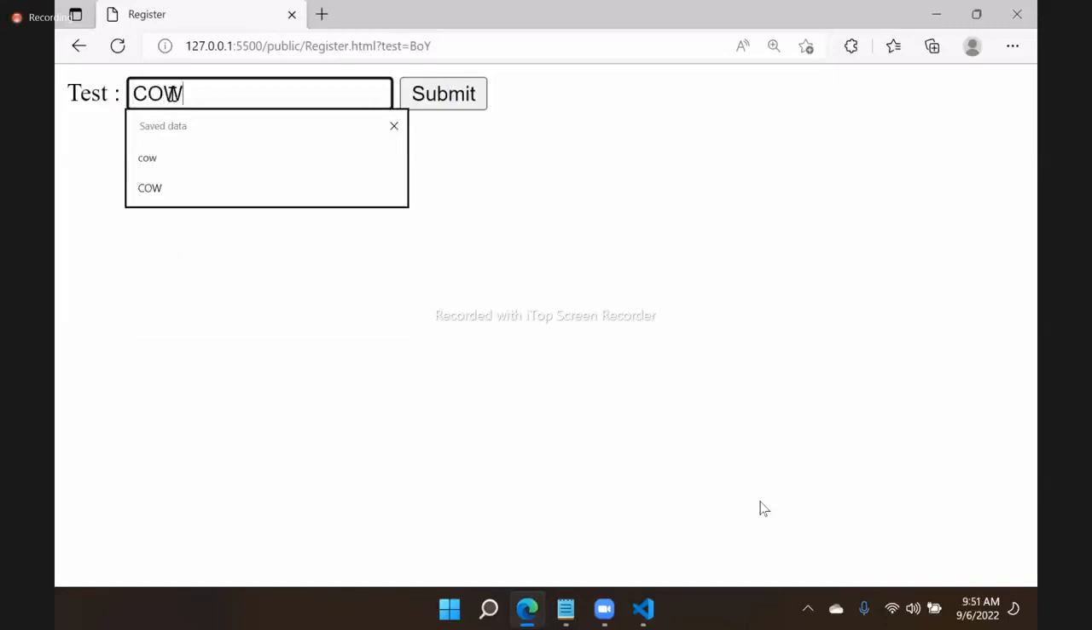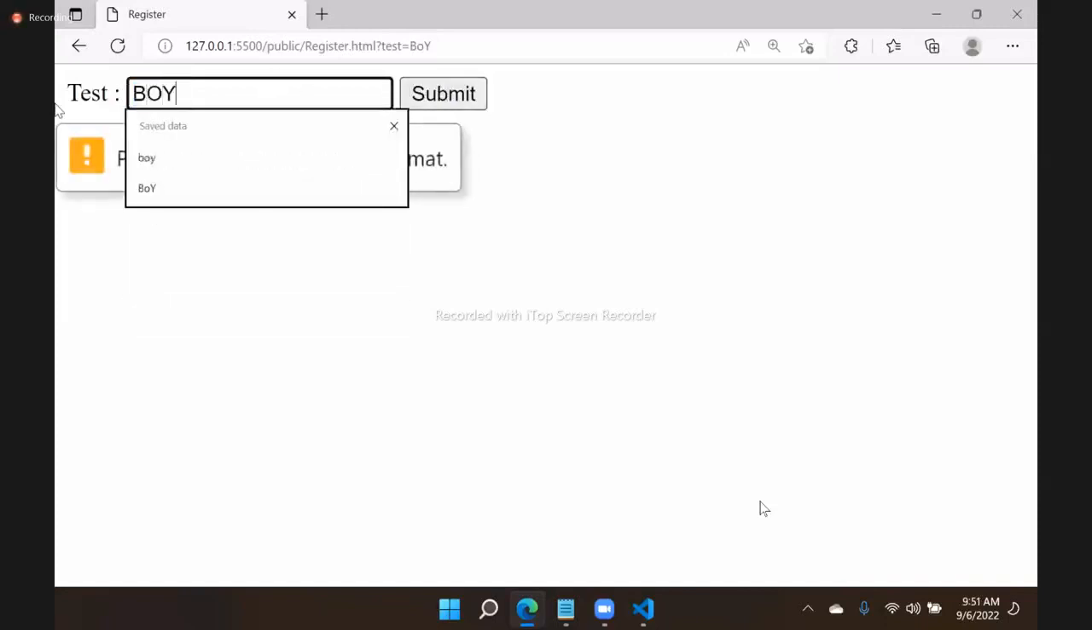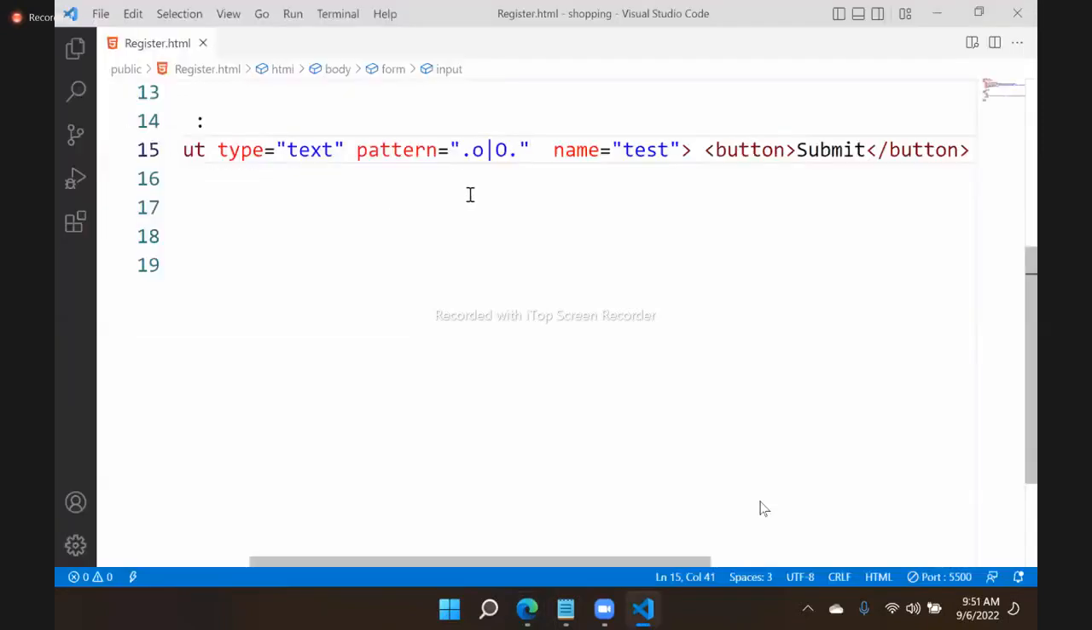We have defined it like this, cow. And you see it is not allowed. Suppose I am defining boy. That is also not allowed, because you are adding a pipe symbol here, and this increases one more character. We will use another technique for that.